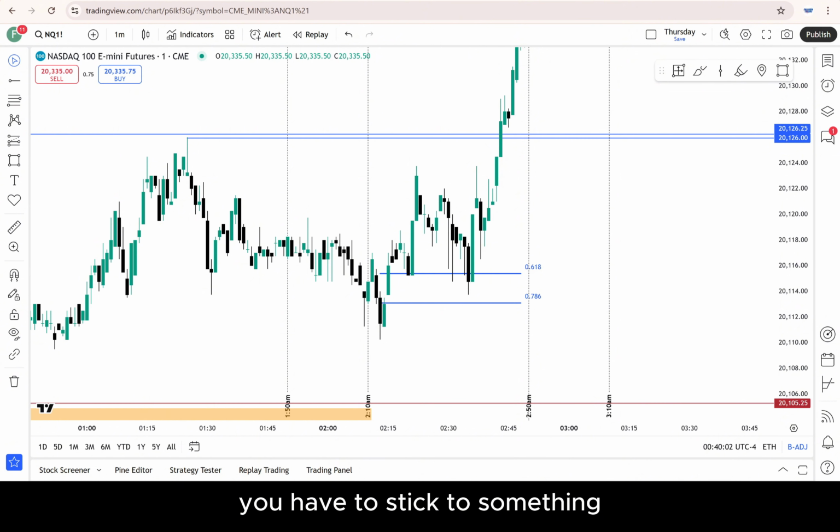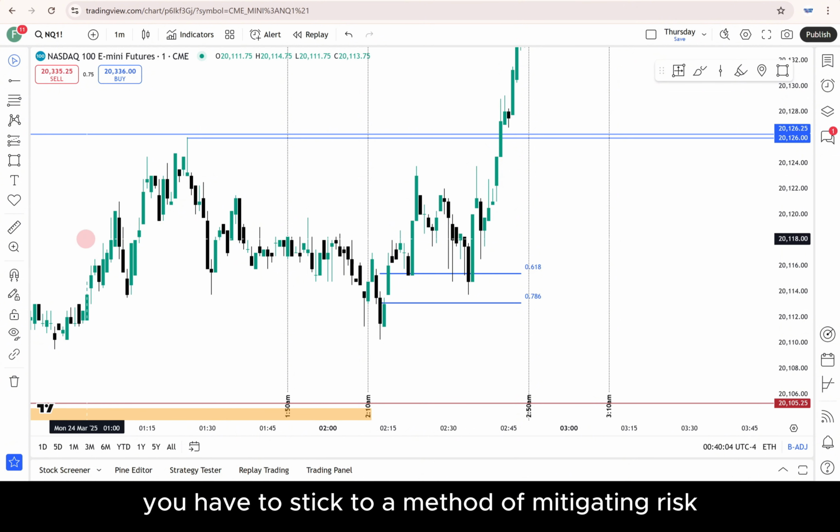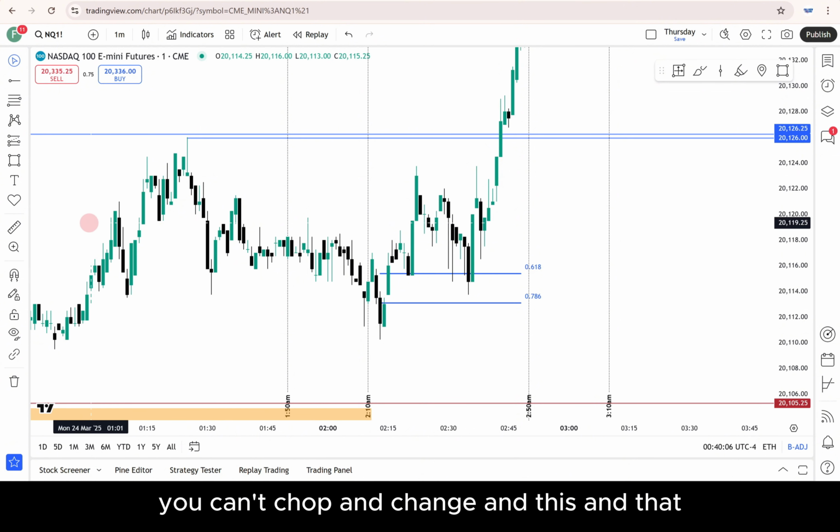You have to stick to something. You have to stick to a method of mitigating risk. You can't chop and change and go, oh, this and that. You've got to stick to something. Have faith in it. If it works out one day, great. If it doesn't work out the next, that's also great. Stick to your model, stick to your strategy.